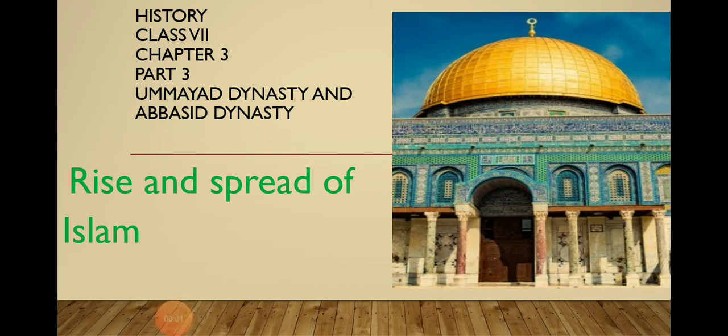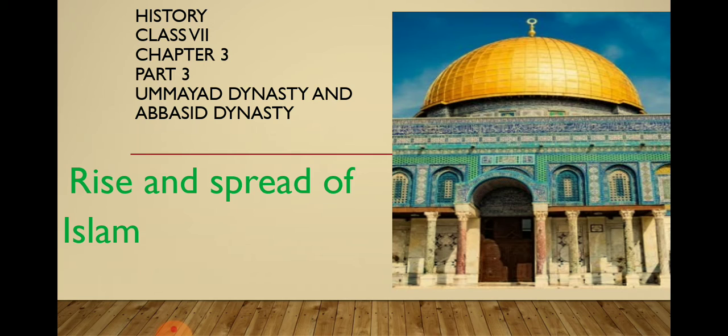Hi everyone. Today we are on the third part of our chapter 3, History, class 7th. The chapter we are dealing with is Rise and Spread of Islam, and the topic we are going to study today is the Umayyad Dynasty and the Abbasid Dynasty.